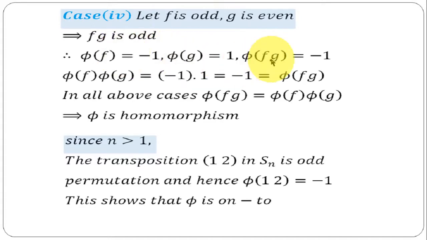Okay. So fg is odd, phi of fg is equal to minus 1. So phi of f into phi of g is minus 1 into 1, which is equal to minus 1, equal to phi of fg. In all the above cases, phi of fg is equal to phi of f into phi of g. Therefore, phi is a homomorphism.